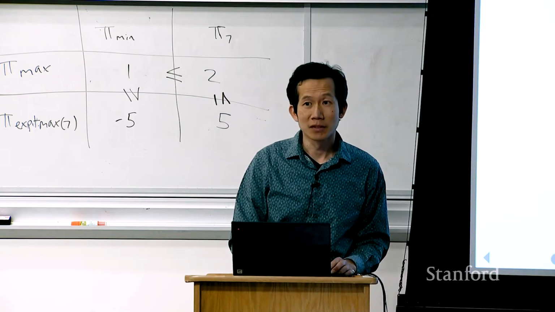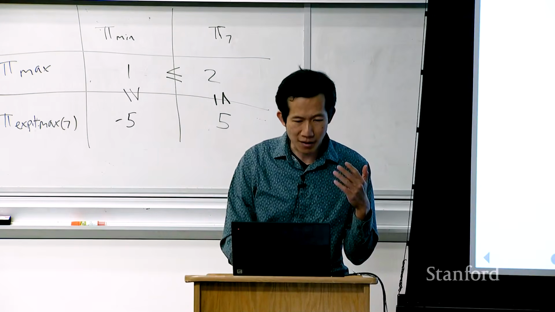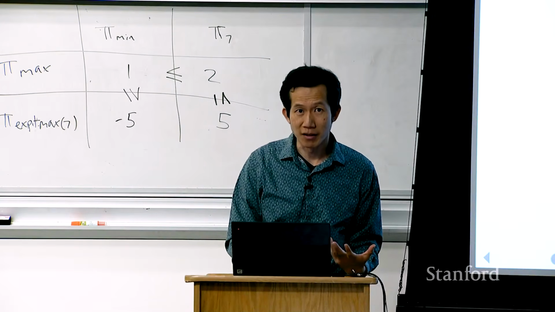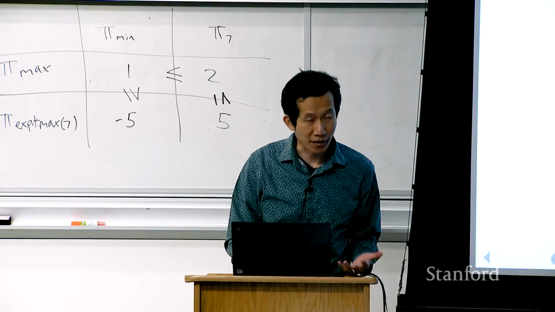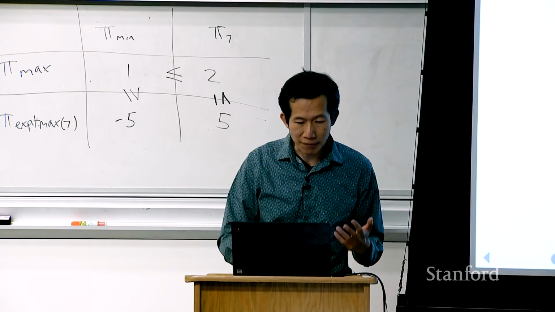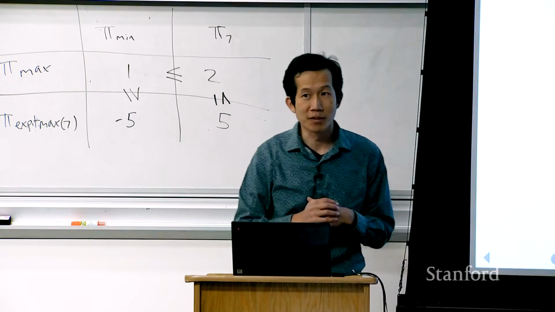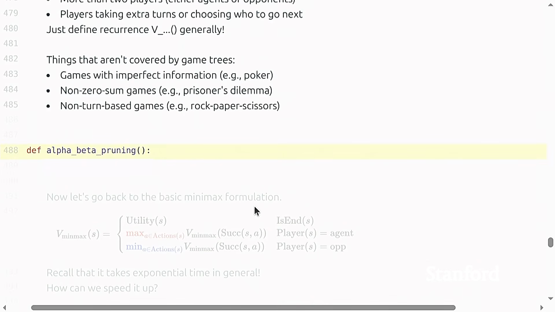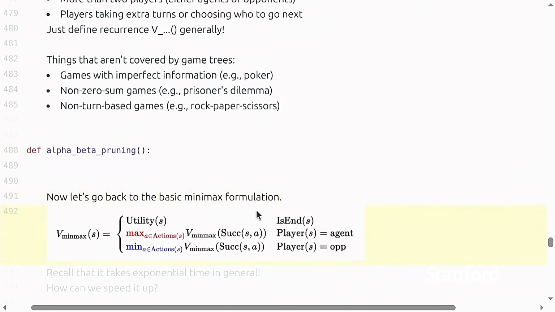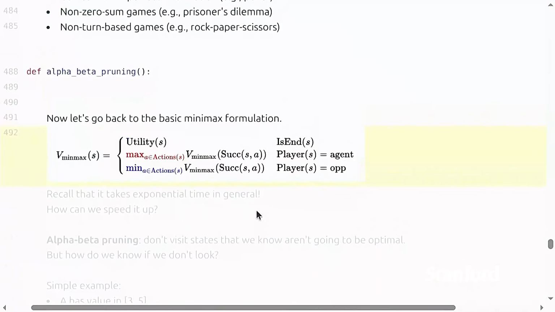Okay, so now we've concluded the modeling section of the lecture. Now I'm going to focus on minimax and try to speed it up. So let's talk about alpha-beta pruning. Let's revisit the basic minimax formulation. No dice, no weird stuff. It's just a classic minimax game.